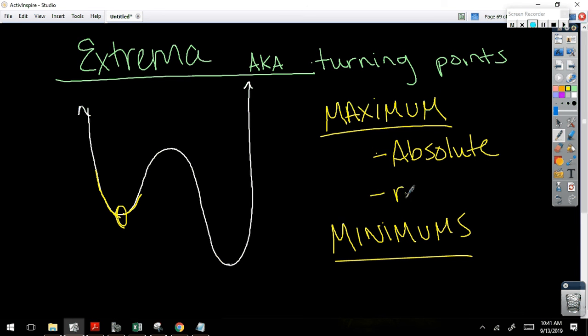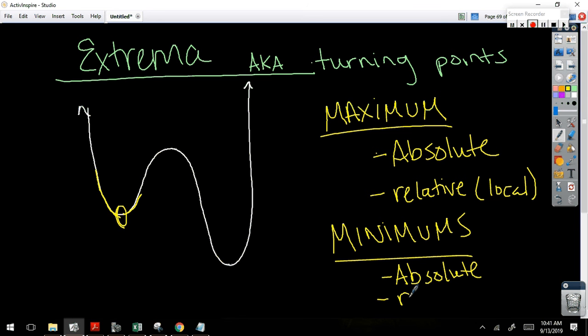Or a relative, which is sometimes called a local maximum. So here's what it means. Let me finish writing this. Relative, local. All right, so they happen at, and we call these a lot of times in like a parabola, that'll be the vertex, okay? An absolute max or min is absolutely the highest or lowest point on the graph ever, ever, ever.